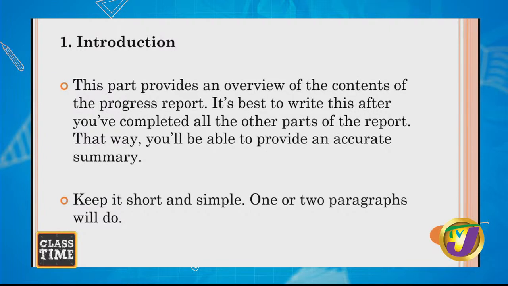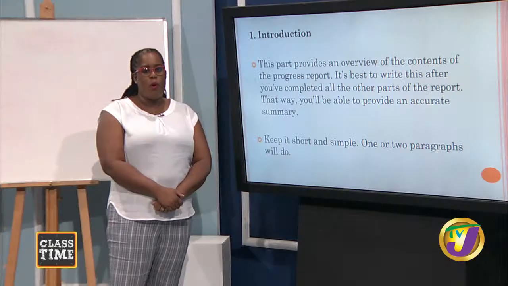This part provides an overview of the contents of the progress report. It's best to write this after you've completed all the other parts of the report. That way, you'll be able to provide an accurate summary. Keep it short and simple. 1 or 2 paragraphs will do. And this depends on how you want to write your progress report.